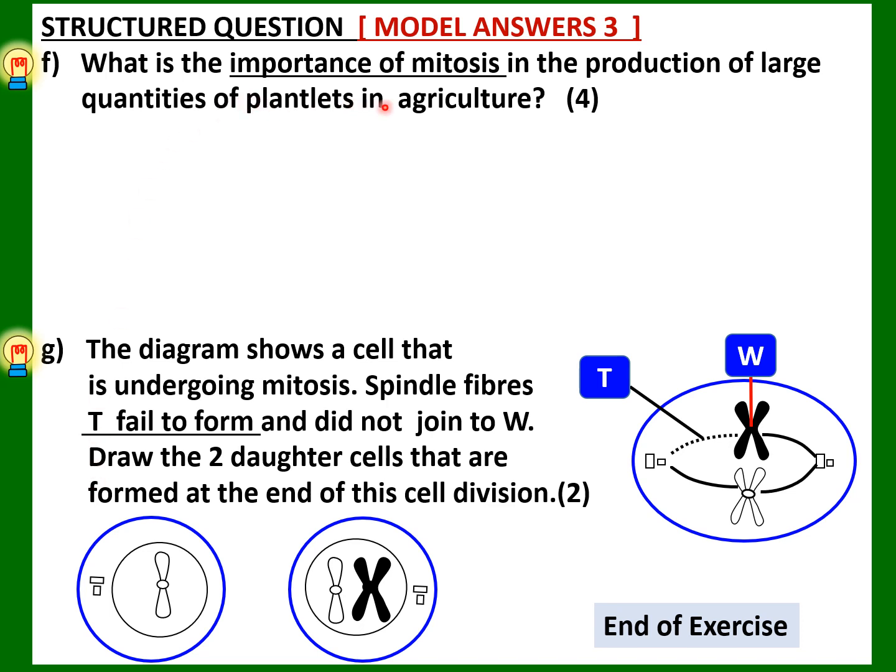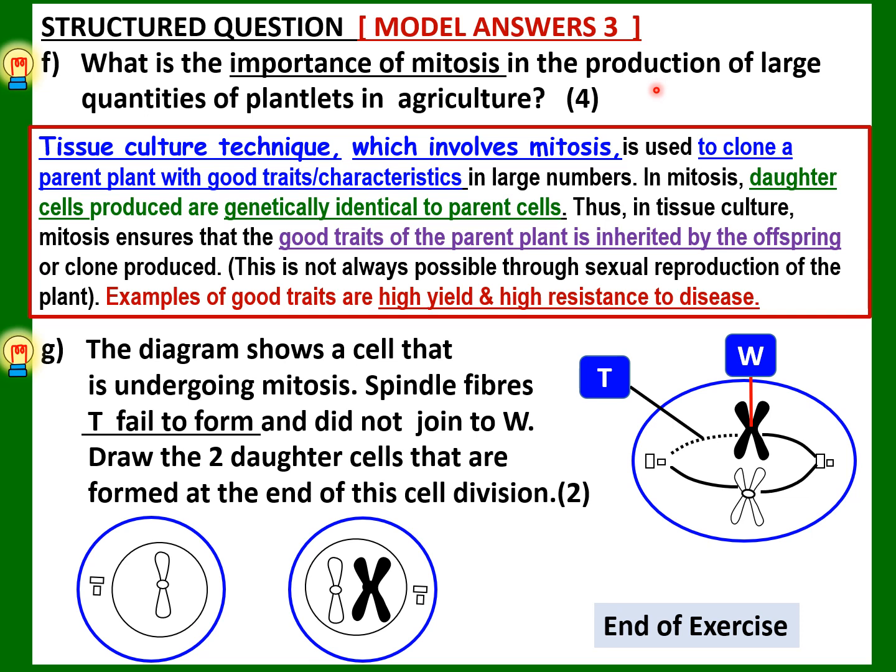What is the importance of mitosis in the production of large quantities of plantlets in agriculture? Now, if you analyze the question, it's talking about the importance of mitosis, production of large quantities of plantlets. So if we refer back to our lesson or notes, we know that the production of large quantities of plantlets occurred in the technique called tissue culture technique. So tissue culture technique is based on the process of mitosis, and it is used to clone, that means to produce large quantities of plantlets which are genetically alike to the parent plant, which has good characteristics. That they are chosen because they have good characteristics.